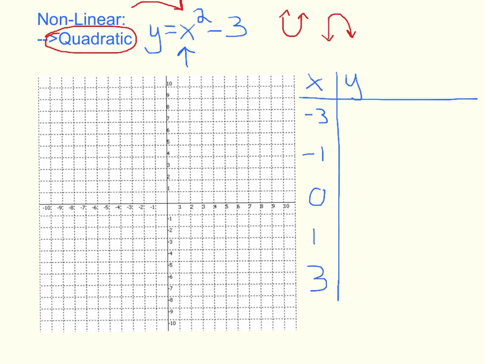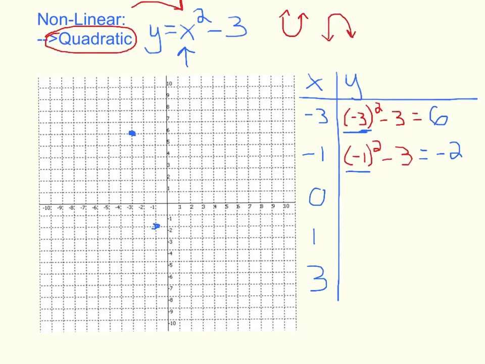So when you plug it in, make sure in parentheses you have negative 3 squared minus 3. And those parentheses are important because negative 3 squared is a positive 9, and 9 minus 3 is 6. So negative 3, up 6. And now plug in negative 1. Negative 1 squared minus 3. Negative 1 squared is a positive 1, minus 3 is a negative 2. So negative 1, negative 2.